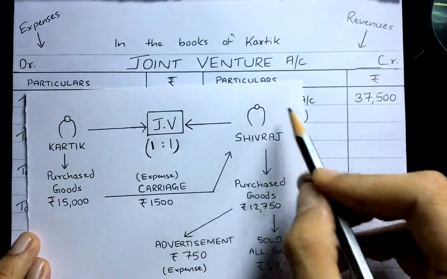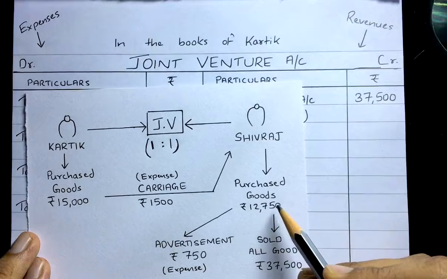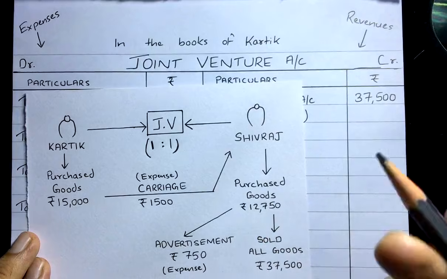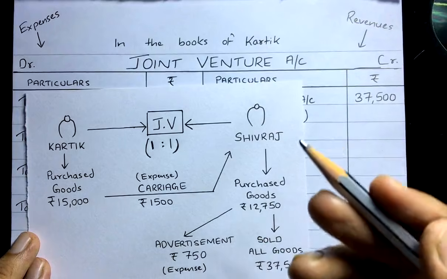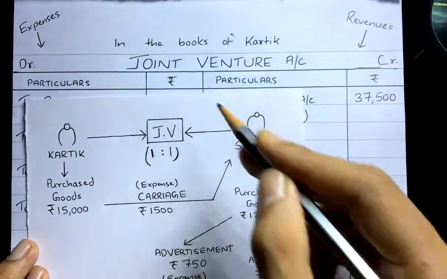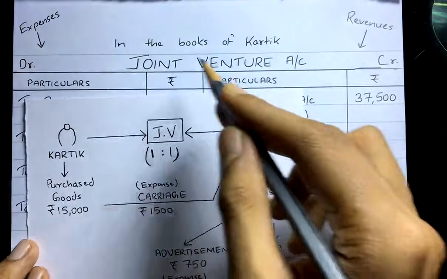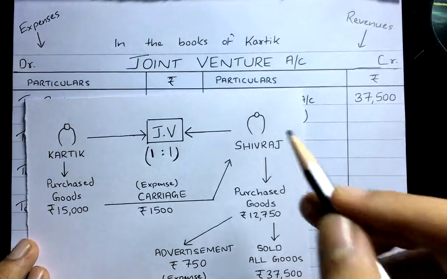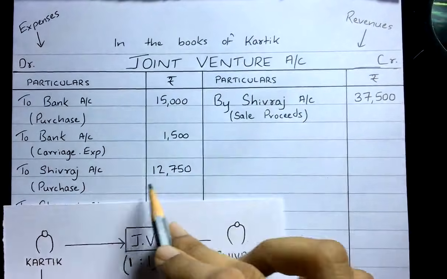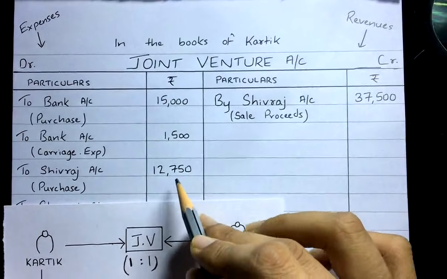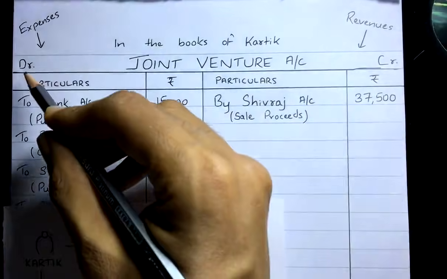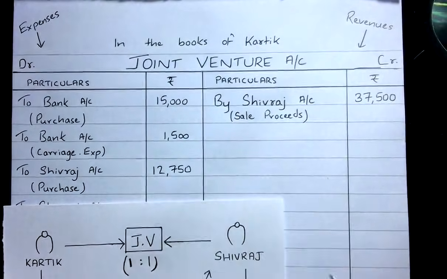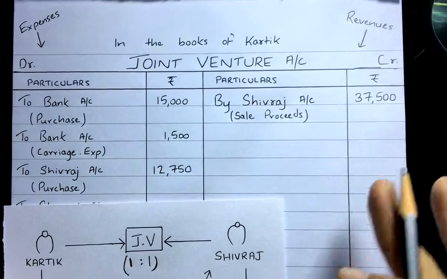Okay, and then what happened? And then Shivraj, the other co-venturer, also purchased goods of rupees 12,750. Now what is purchase? Purchase is again expense. So expense is increasing. Whenever expense increases, you have to debit the joint venture account. So debit the joint venture account. Now who purchased those goods? Those goods were purchased by Shivraj. So his name will come. Okay. So to Shivraj account, and in bracket you can write purchase 12,750. Expense is increasing. Joint venture account debit. Why is it increasing? Because of Shivraj. To Shivraj account 12,750. Simple, right? It's very simple to do the postings.